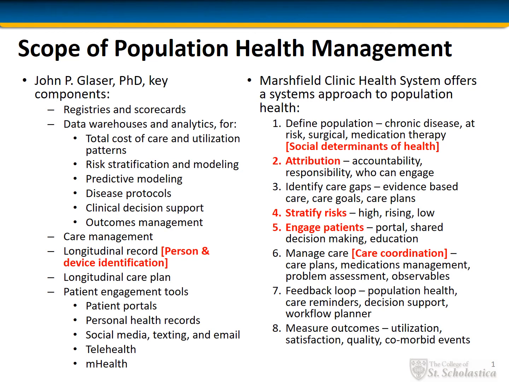I also note that Marshfield Clinic does not explicitly refer to social determinants of health as part of their factors in their systems approach to population health. This is very new, but also a very important factor that has at least been recognized, if not fully implemented, by thought leaders in population health. So our focus in the remainder of the lecture here and in the second lecture in Unit 8 will be attribution, stratifying risk, person and device identification, social determinants of health, and then in the next unit, engaging patients and care coordination.